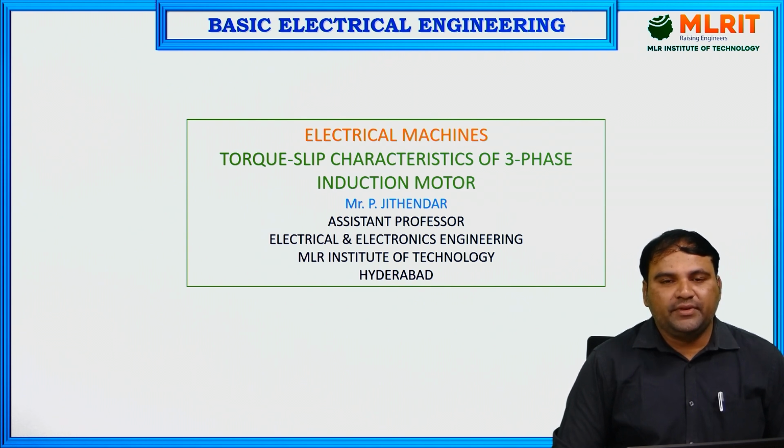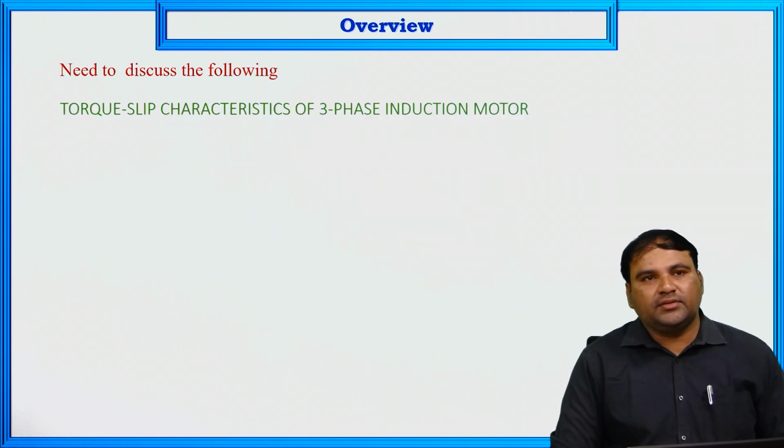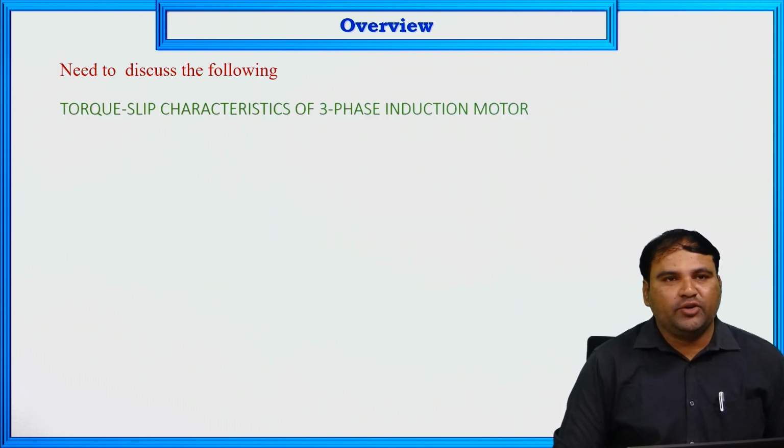So in today's video session, I am going to discuss the torque slip characteristics of a three-phase induction motor. Here we already know the torque equation: T = 3 / (2π Ns) × (S E2² R2) / (R2² + (S X2)²). And slip S = (Ns − Nr) / Ns × 100. So that is the torque and slip equation.